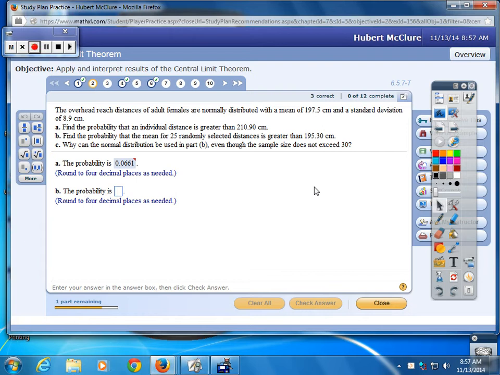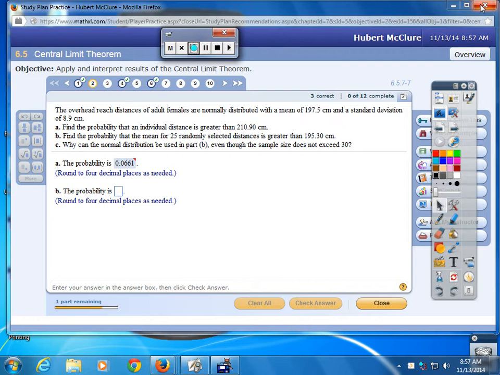All right, now read B. Find the probability that the mean for 25 randomly selected distances is greater than 195.3. Wait a minute, we're on 6.6. That's the central limit theorem.